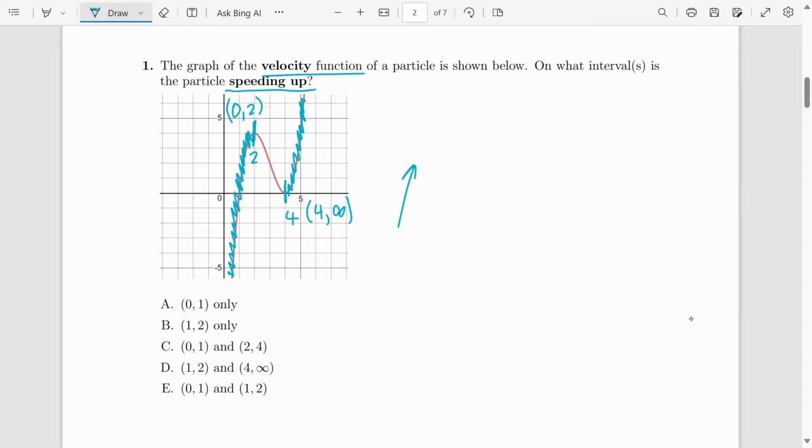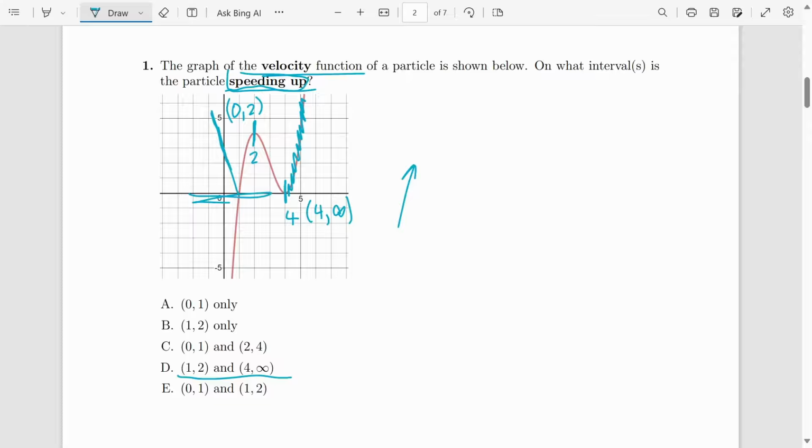It's not. Okay, I think the answer is actually D. Okay, I think I know why that is. So they asked for when it's speeding up, which is technically different than when the velocity is increasing because speed is the absolute value of velocity. So that really doesn't make a difference for this portion of the graph, but when you look at the bottom half, when you take the absolute value of it, that's going to look like this.